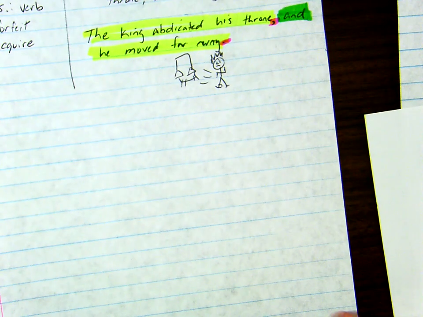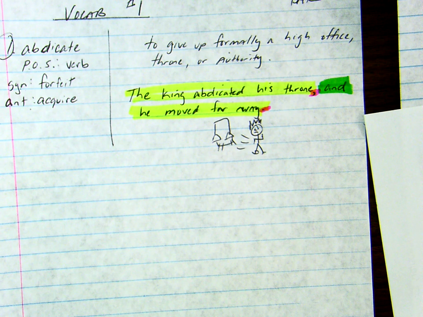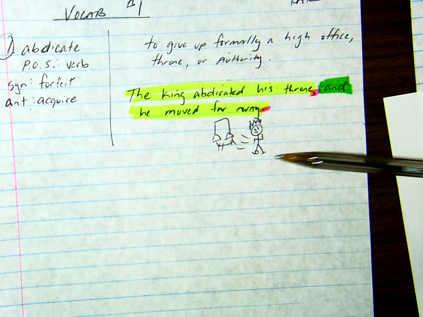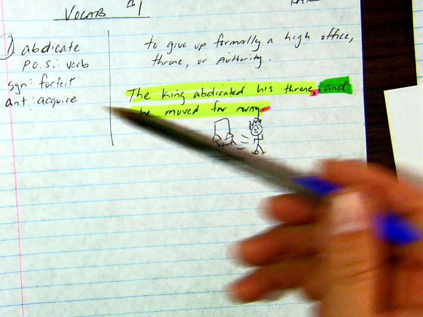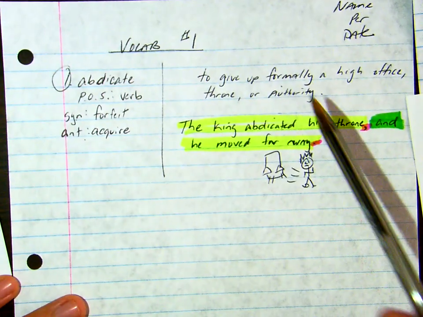So you're going to go ahead and highlight that, and then you're going to draw a picture to go with it. So it may look something like this. Compound sentences are yellow, green, yellow. So I highlighted the independent clauses, the king abdicated his throne, he moved far away, and I highlighted the coordinating conjunction green and the punctuation pink, and I drew a picture to go with it. I just drew a quick little picture of a king leaving his throne right there.